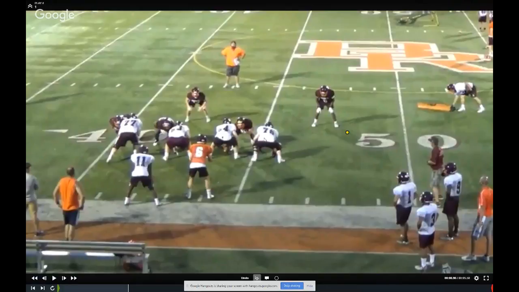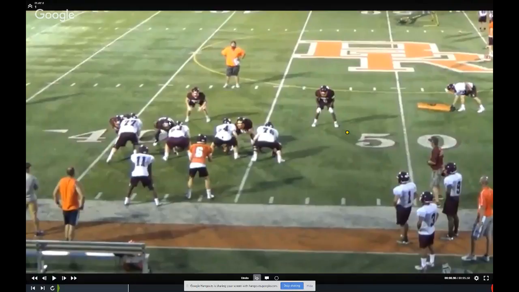So what's his technique? He's going to use a jab technique. He's going to step with his left foot, punch with his left hand, and step with his left foot. That's going to give our center a chance to take that over, and we should be good to go. Our back will read that block by him and ideally get it right through this way.